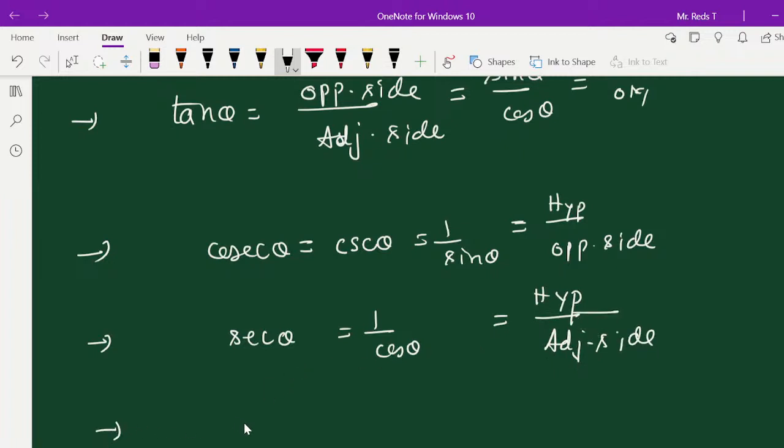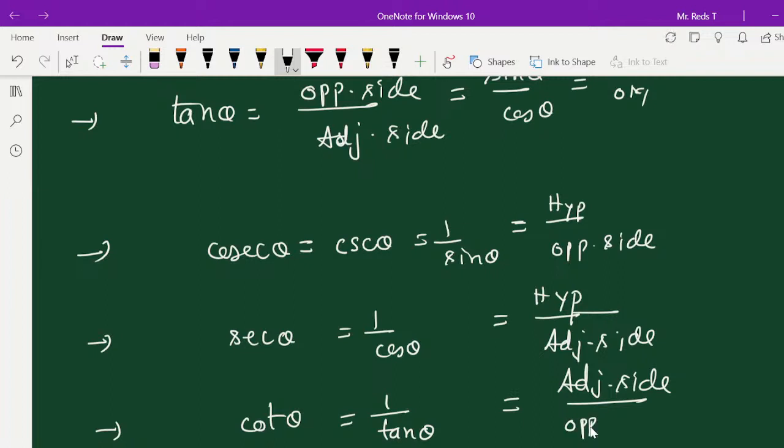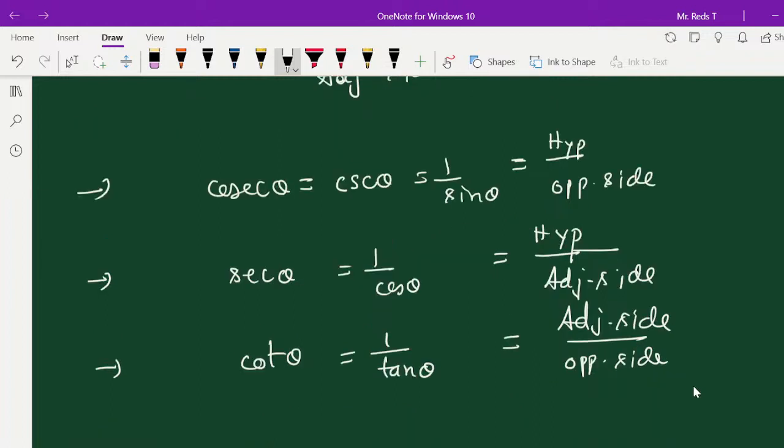The next one is cot theta. Cot theta is cotangent theta. Simply we call this cot theta, the reciprocal of tan theta. Tan theta is opposite side by adjacent side, so cot theta will be adjacent side by opposite side. This is how the three sides of a triangle are related with the six different trigonometric ratios. So here you have to remember cosecant theta, secant theta, and cot theta, and how they relate with sin theta, cos theta, and tan theta.